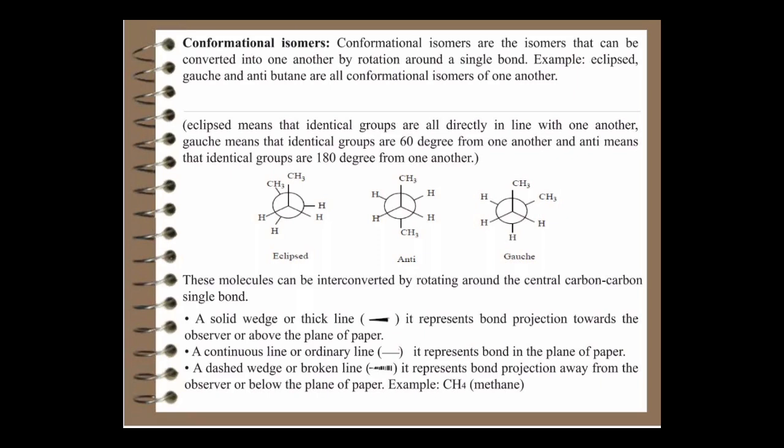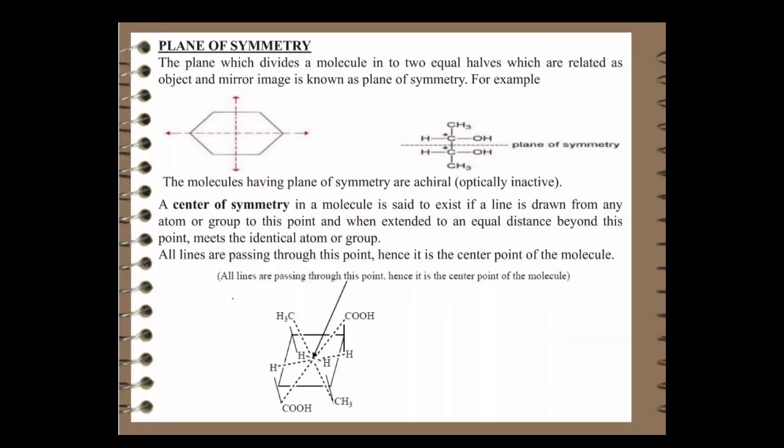A solid wedge line represents a bond projecting towards the observer, or above the plane of paper. A continuous, ordinary line represents a bond in the plane of paper. A dashed line represents a bond projecting away from the observer, or below the plane of paper. Example, methane. Next heading is plane of symmetry. The plane which divides a molecule into two equal halves which are related as object and mirror image is known as the plane of symmetry. Molecules having a plane of symmetry are achiral, which means optically inactive compounds.